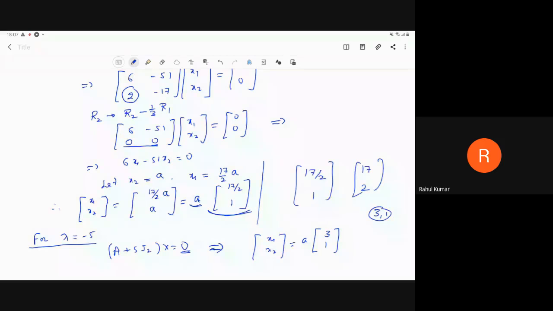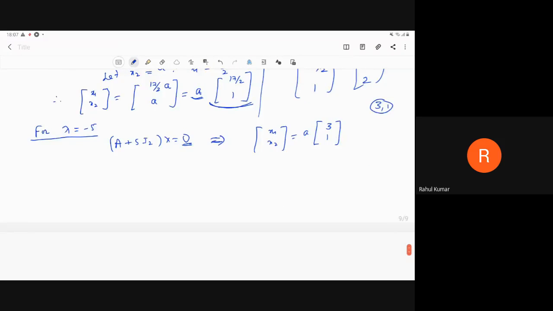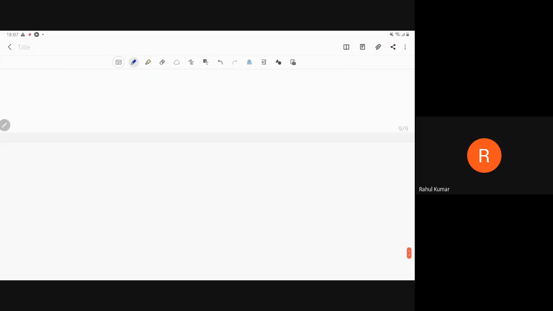Are you done with this? Yes, you should always express the eigenvector as a column vector. Is this answer correct? A times 3, 1? All right. Now I want to explain a 3 cross 3 example. After that, you will do other problems yourself.